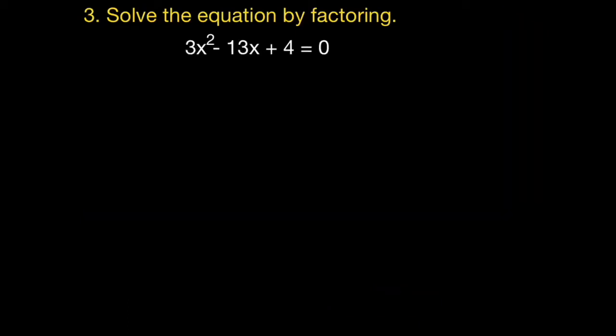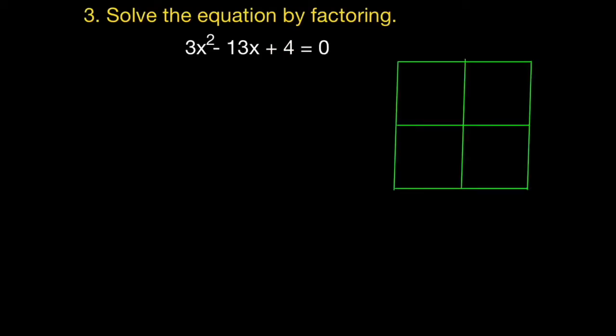Let's move on to example number 3, solve the equation by factoring. Here I immediately notice that the leading coefficient is not 1, we have a 3. On top of that, my three terms, the only thing that they have in common is a factor of 1. When we are in this situation, that's when it will be a good idea to apply the box method.